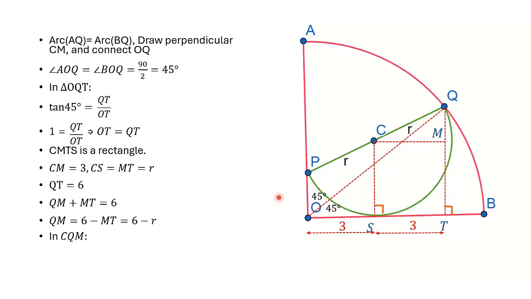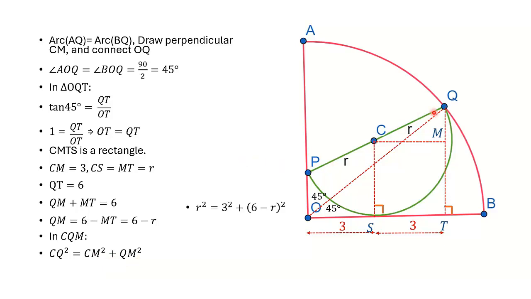Now let us consider triangle CQM, this triangle. This is the radius and we know this is 3 units because this is a rectangle. So this is 3, and this QM we already calculated, that is 6 minus R. And this is a right angle triangle. So I can again use the Pythagoras theorem. In this case this is the hypotenuse, so CQ square is equal to CM square plus QM square.